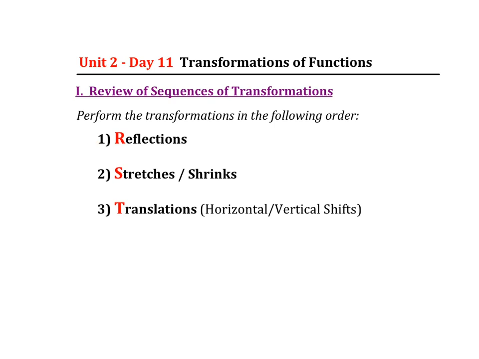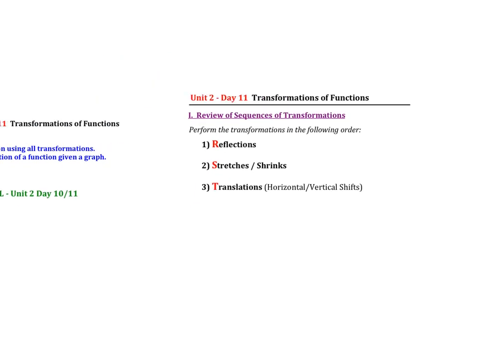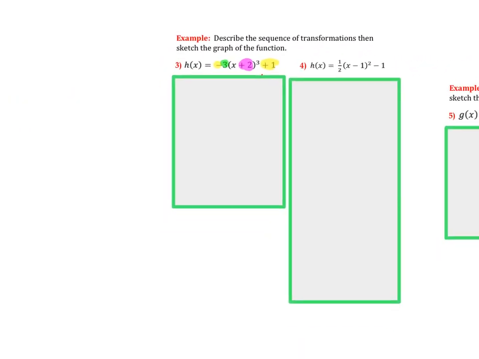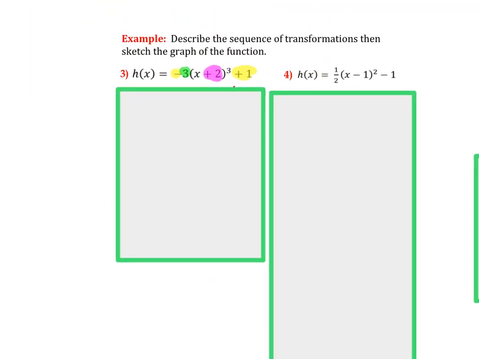All right, so let's recap how we would graph different functions that have been transformed. And then from there, we'll go backwards. We'll start with the graph, then create the function based on that.